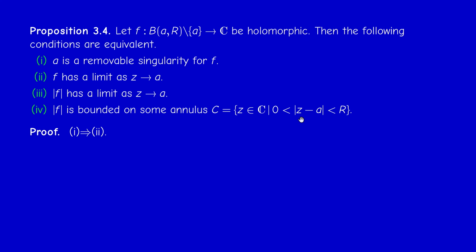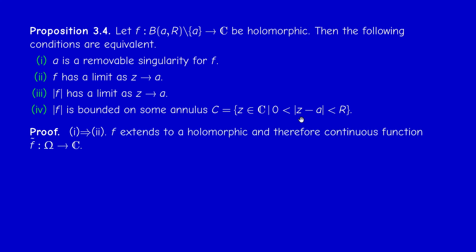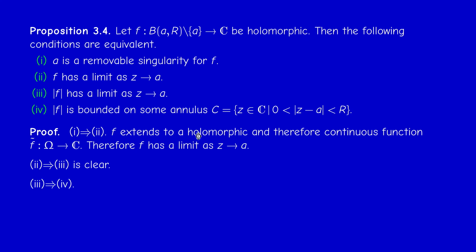Okay, so I'll try to do a circular proof. So 1 implies 2 is almost obvious, because by definition f extends to a holomorphic function on the whole disk, and therefore it's continuous, so it has a limit. Okay, 2 implies 3 is trivial. 3 implies 4, less trivial.